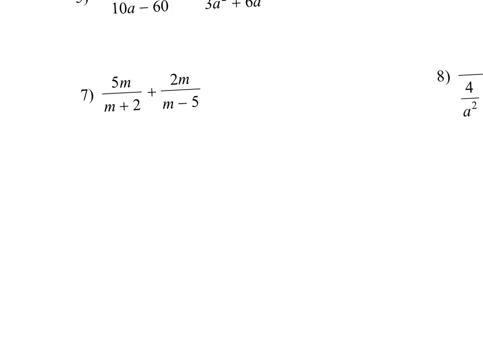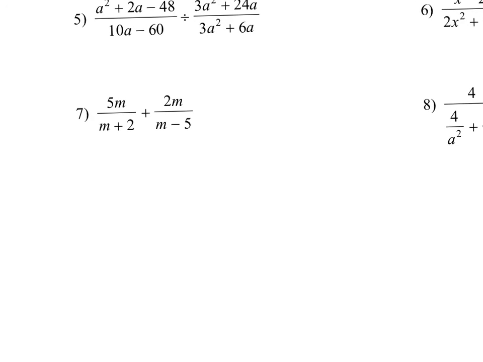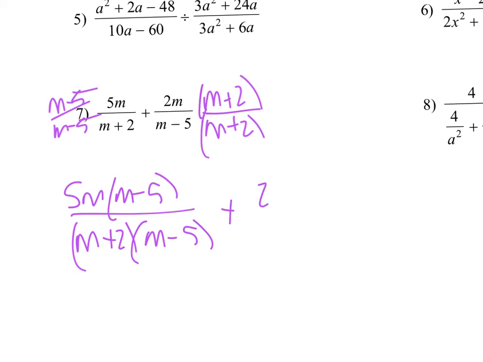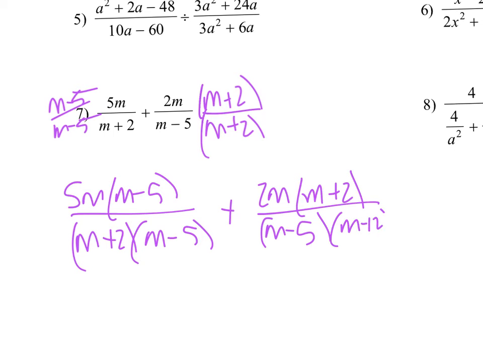We need to find like denominators, okay? So I'm going to multiply this one by m plus 2, and this one by m minus 5. So I have 5 times m minus 5 over m plus 2, m minus 5, plus 2m, it's an m, let me erase that. There we go. 2m, m plus 2 over m minus 5, m plus 2. Okay.